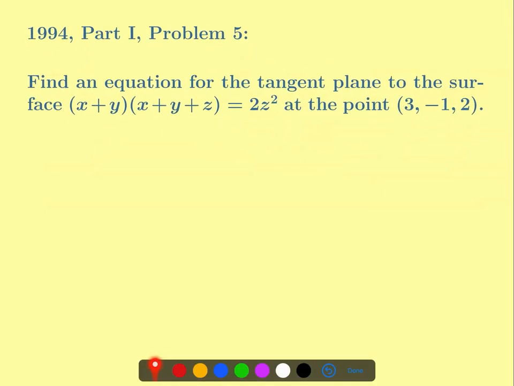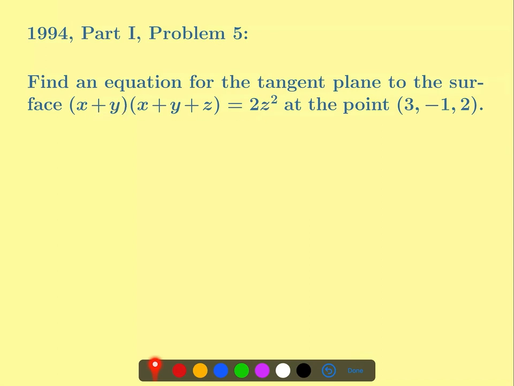And the last question I want to look at for this lecture is to find an equation for the tangent plane to this surface at the point 3, minus 1, 2. Again, this point should satisfy this equation for this to make sense. 3 minus 1 is x plus y here. So we have 2 for 3 minus 1. And then 2 again plus z, which is 2. So this will be 4. So we have 2 times 4, which is 8. Z was 2. This is 2 times 2 squared. So this point is a point on this surface.